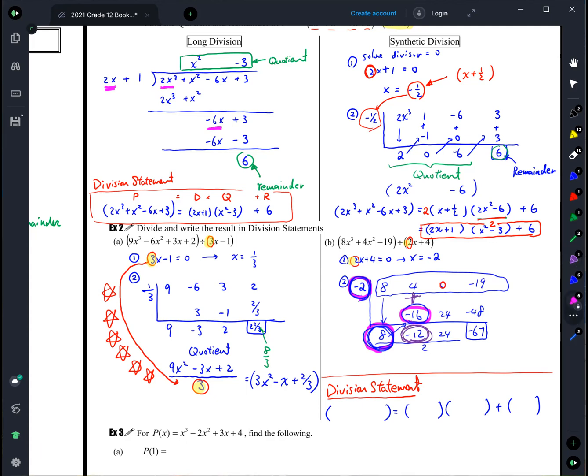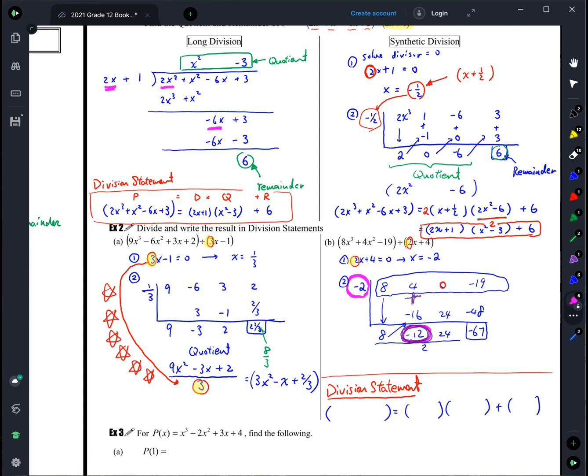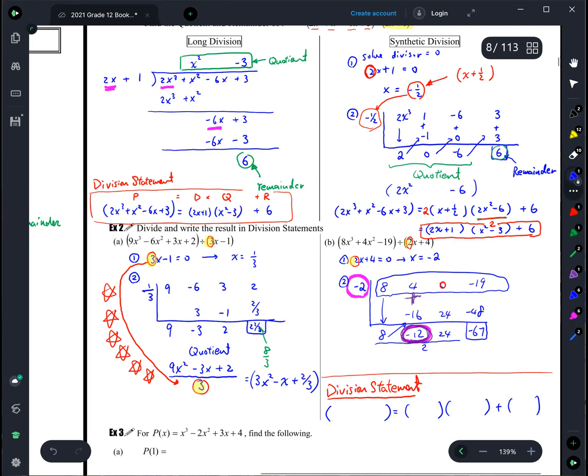You would repeat the same process again, okay? So we erase all that circle. You take the -12, multiply by -2 now. What do you get? 24. Where do you put it? The second row, under the 0. And what do you do now?